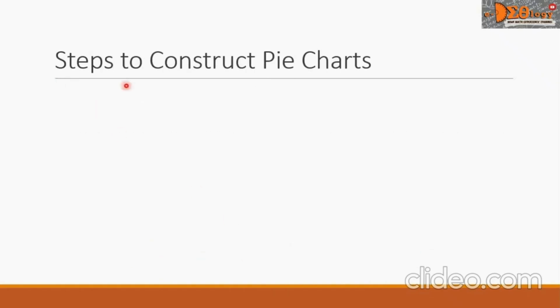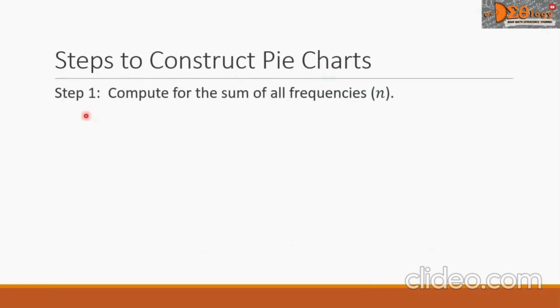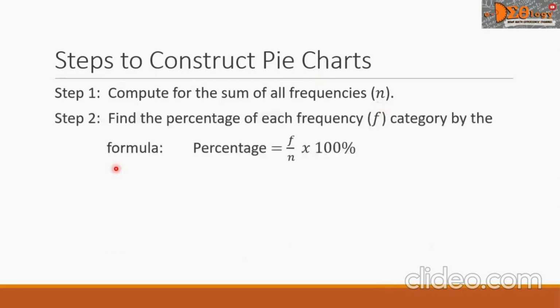These are the steps to construct pie charts. Step 1. Compute the sum of all frequencies, denoted by n. Step 2. Find the percentage of each frequency, denoted by f, for each category by the formula percentage equals f over n times 100%.